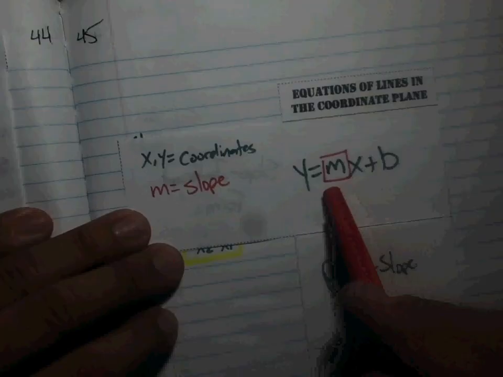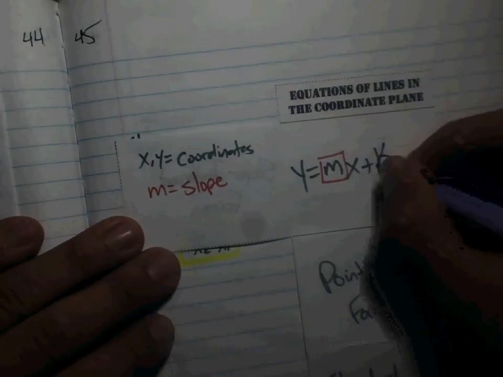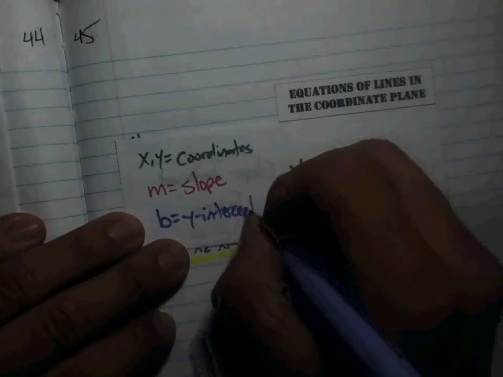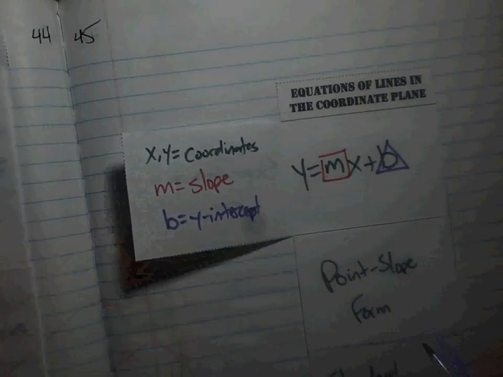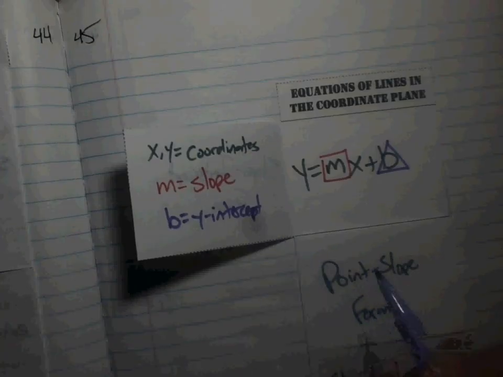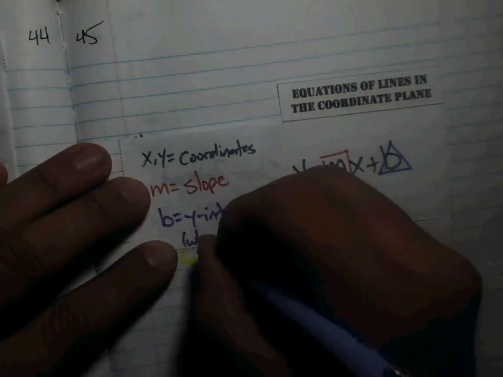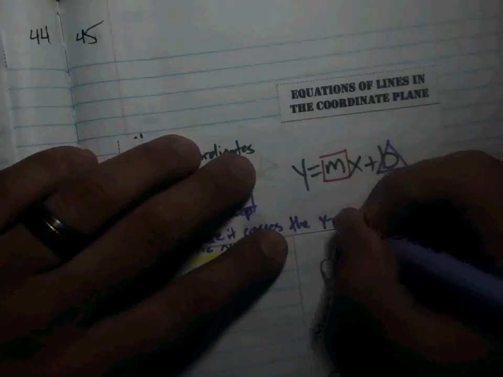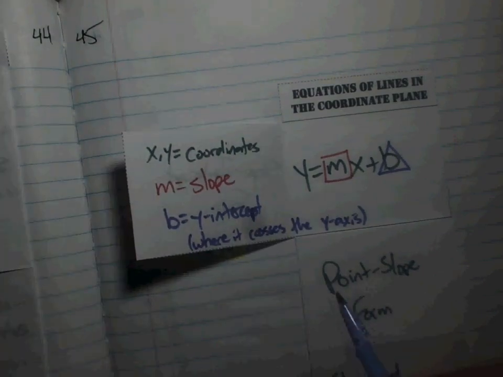And then also b, which is our y-intercept. We'll talk about the y-intercept in a little bit and how it's helpful. So y is equal to mx plus b. Y-intercept, remember, is where it crosses the y-axis. That point where it hits the y-axis, and we can go through an example and talk about it. That's something to remember.